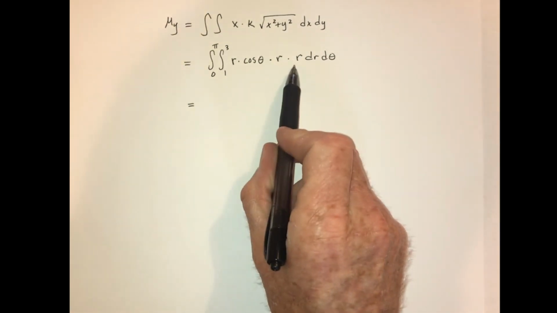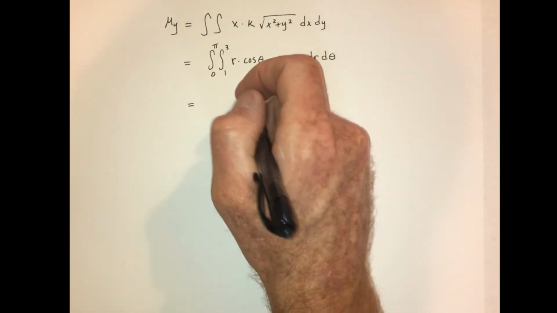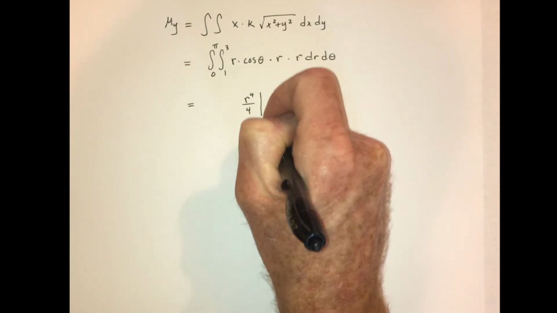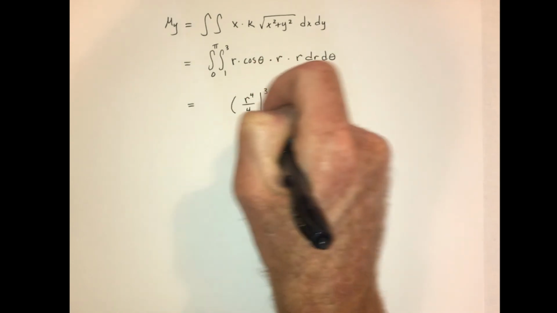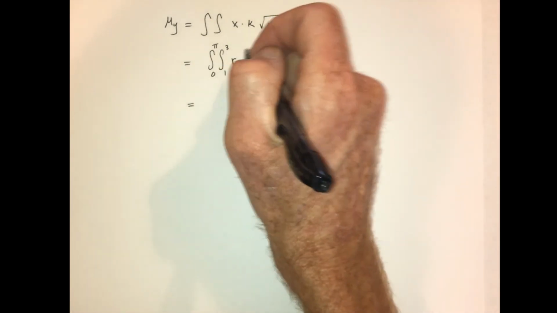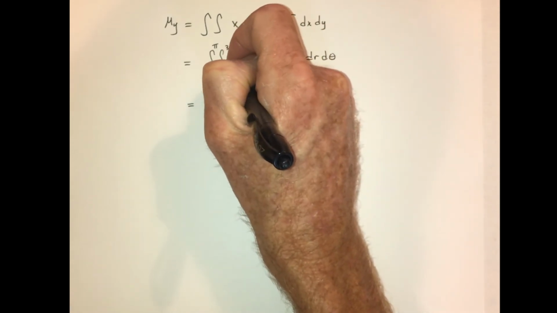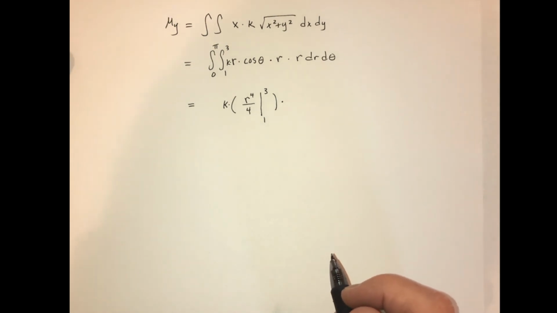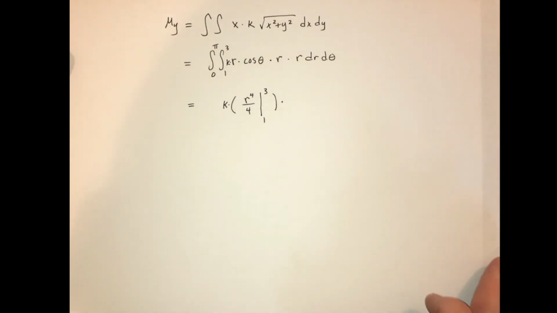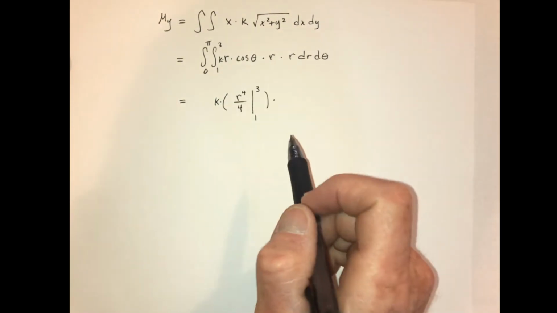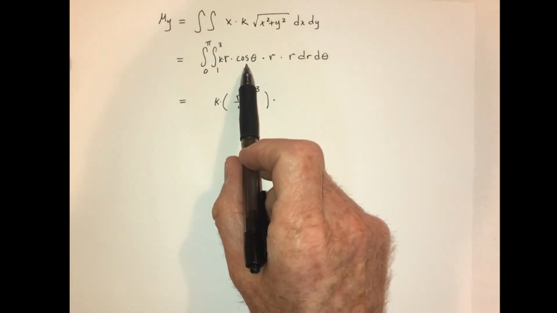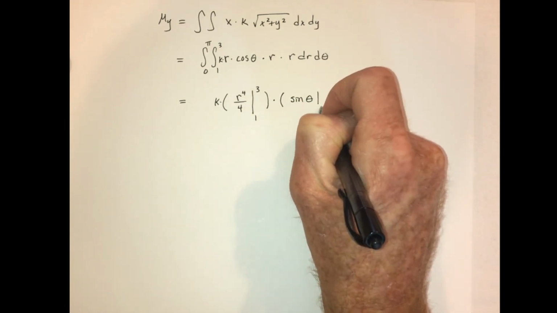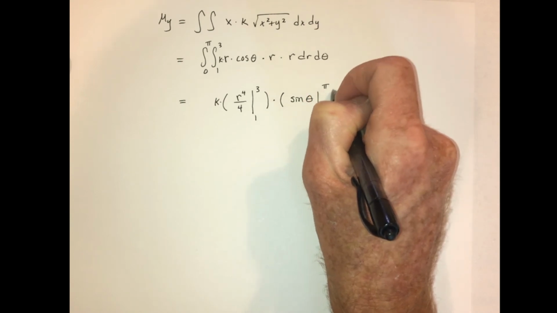So putting all these r's together, that's r cubed. So the antiderivative will be r to the 4th over 4, evaluated from 1 to 3. I keep forgetting the k. The funny thing is, at the end, the k cancels when you divide at the very end. So I don't really even need to bring the k, but I feel like I must. All right, then on to the antiderivative of cosine is sine. That gets evaluated from 0 to pi.